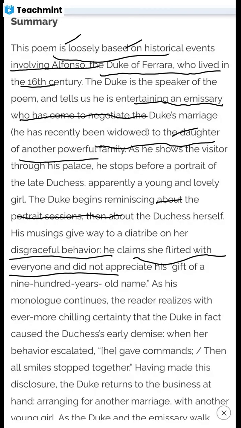And what is the common charge? The common charge is that that lady flirted with everyone and did not appreciate his gift of a 900 years old name. This is another significant point. And did not appreciate his gift of a 900 years old name.